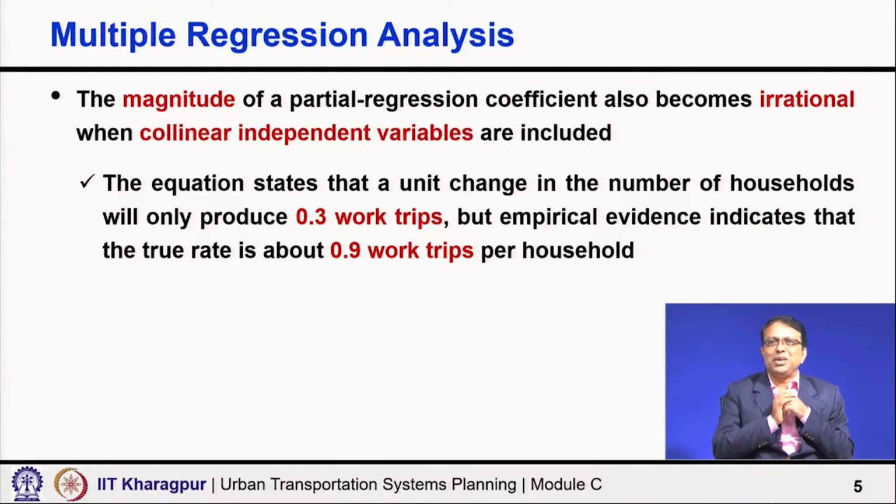Because of the shortage of time, I will not refer to every detail, or this may even be hypothetical, but 0.3 work trips per household in a typical urban context is not correct. It is actually a low value, but the value got distorted because we used collinear variables. The same thing is getting explained partly through the population coefficient and partly through the number of household coefficient. So, obviously, there will be a distortion when you use collinear variables.